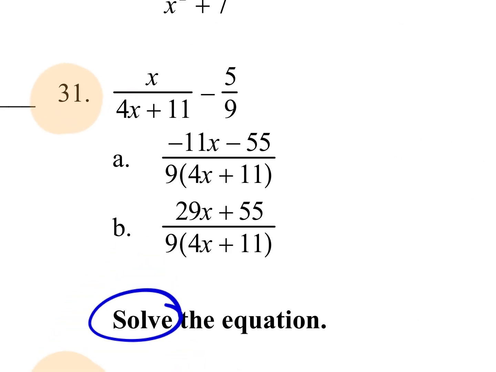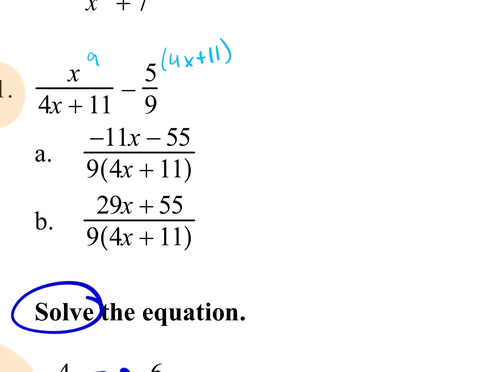So 31, we need a common denominator. So we can just multiply our two denominators together because there's no like terms in there. So in order to add them, we have to multiply by what's missing. So x is going to get multiplied by 9, and 5 is going to get multiplied by 4x plus 11. So on top, we have 9x. The negative 5 gets distributed to both things on the inside.